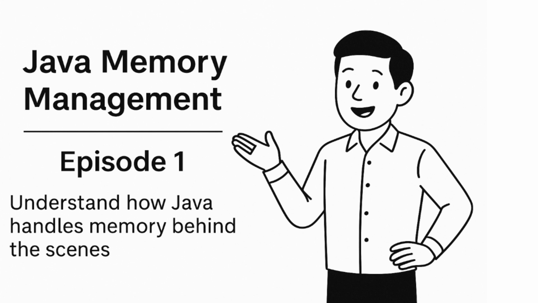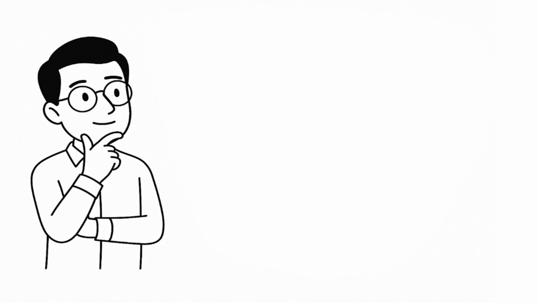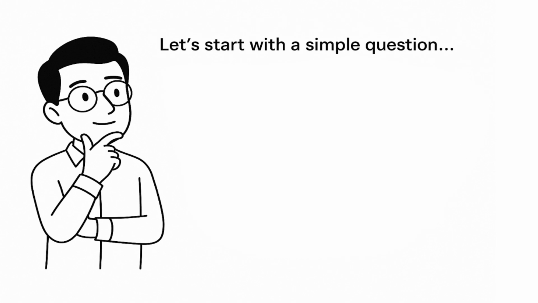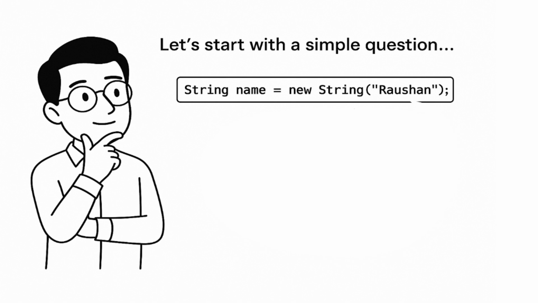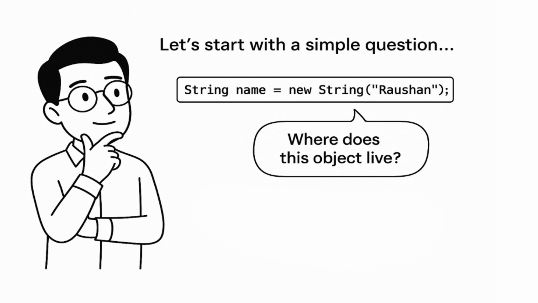Where do your objects really live? Let's start with a simple question. When you write something like this, String name = new String("Roshan"); have you ever wondered, where does this object actually live? Is it in the stack or the heap?